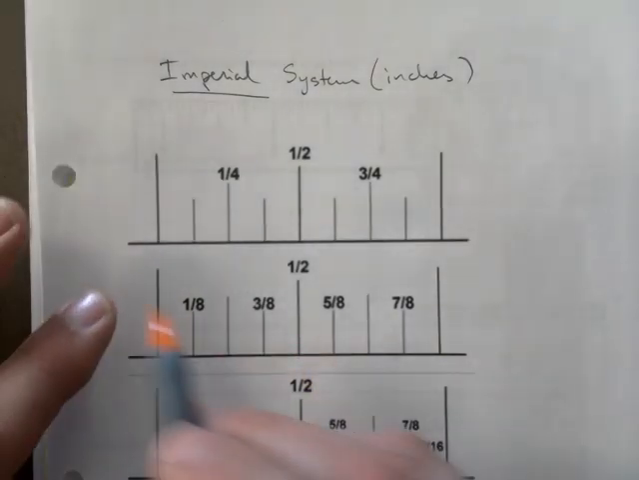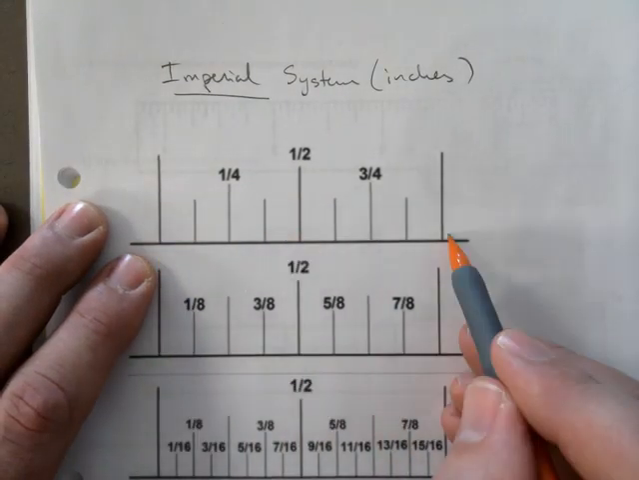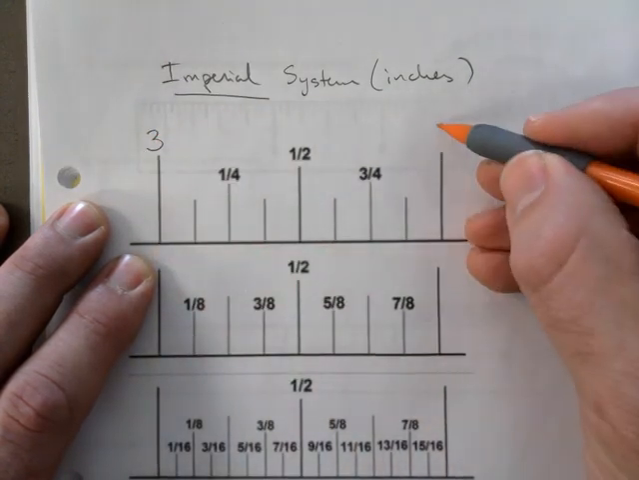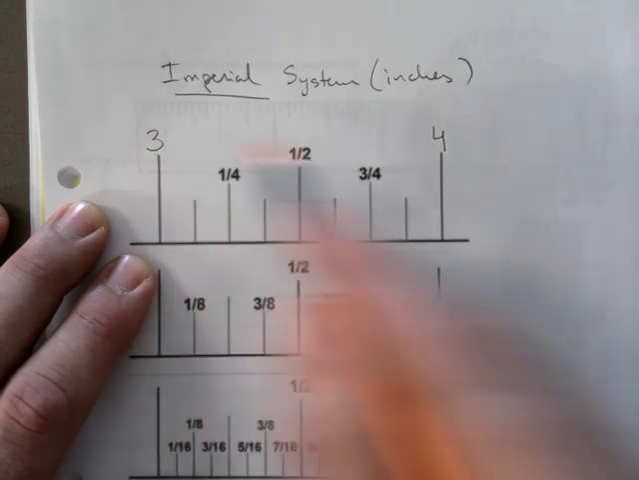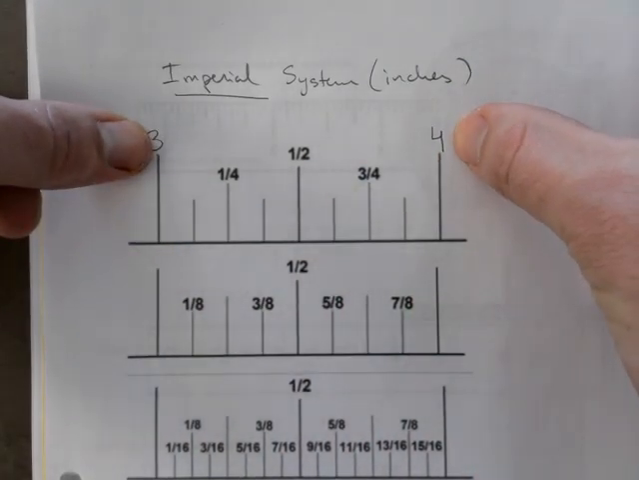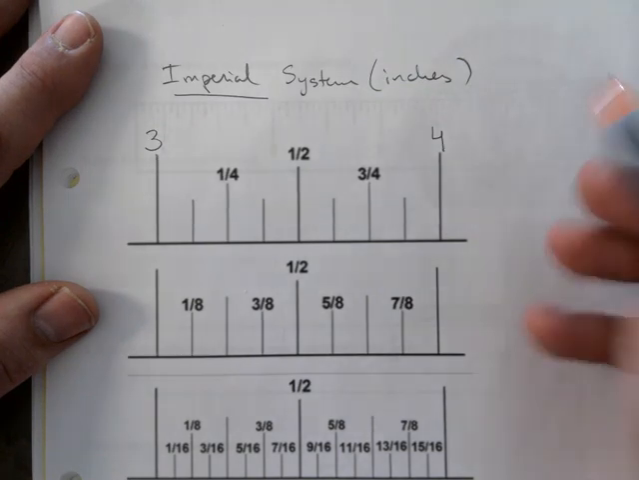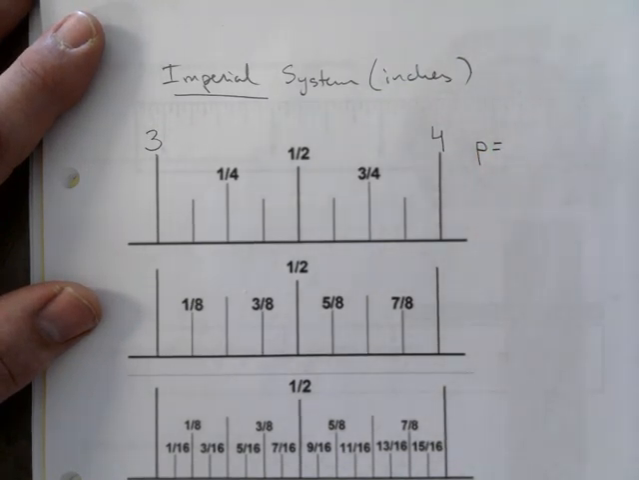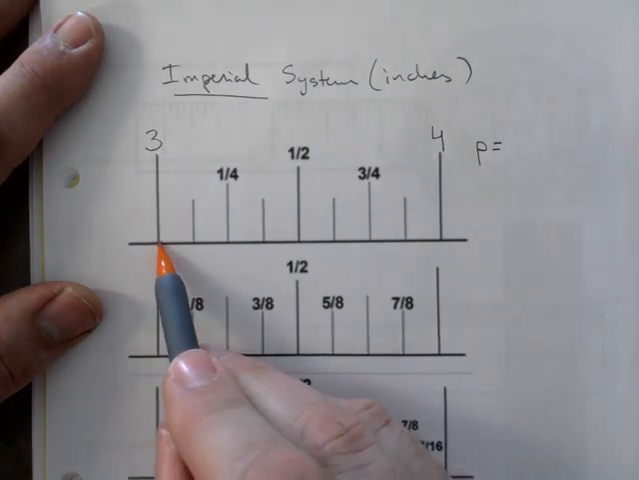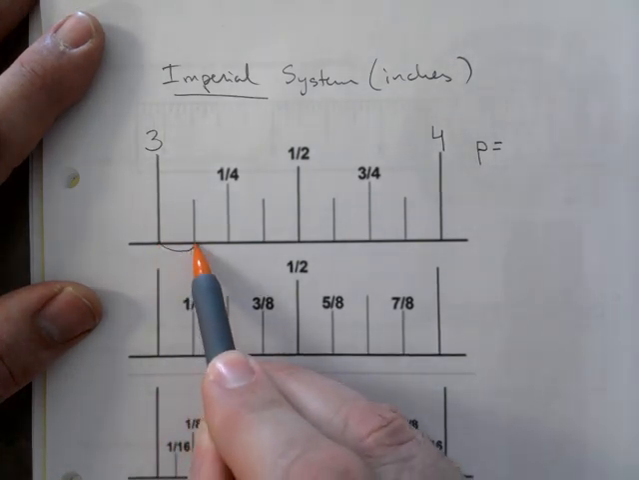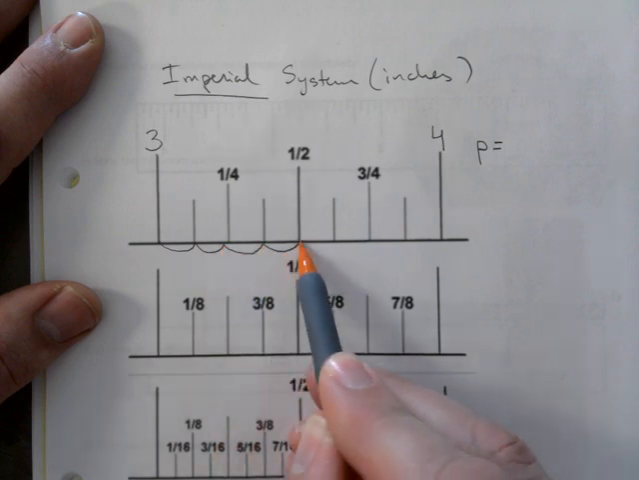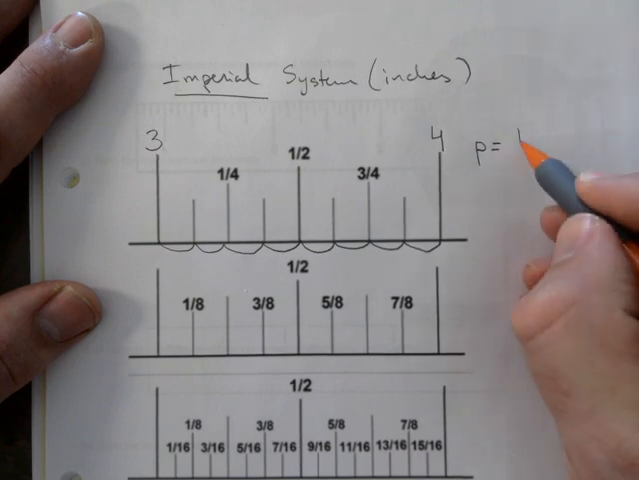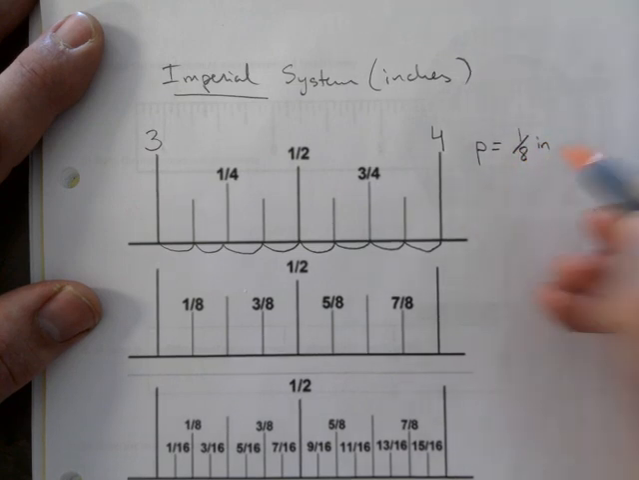But it could be that from here to here you have a big number. So let's say this is 3 inches and this is 4 inches, right? So from here to here it's an inch. Let's figure out the precision. This is especially true for the imperial system. You just go from mark to mark. So 1, 2, 3, 4, 5, 6, 7, 8. This is precise to 1/8 of an inch.